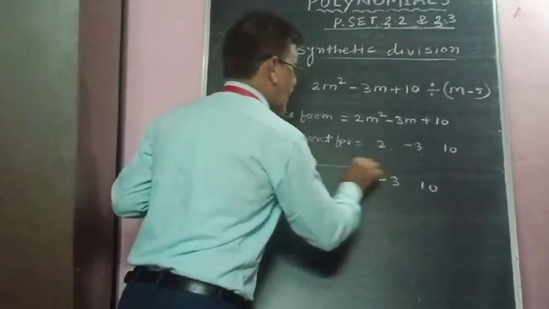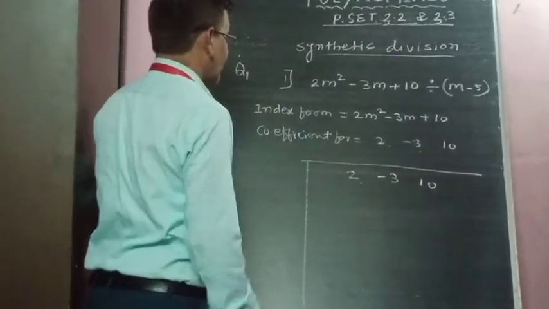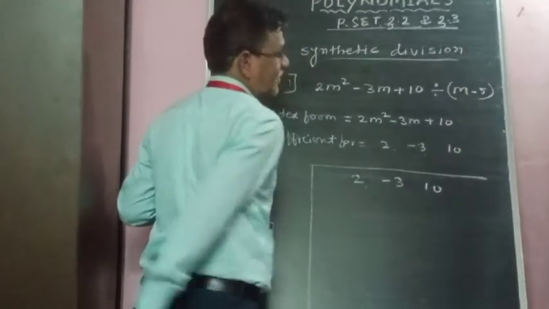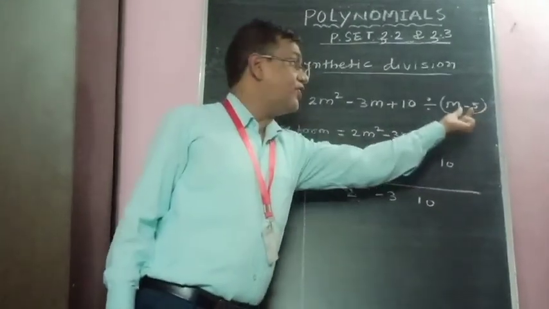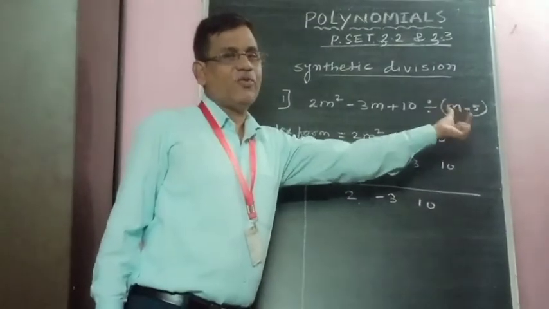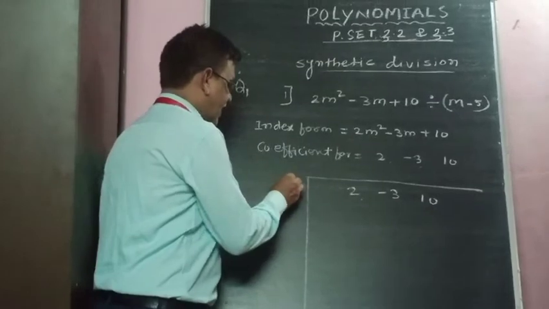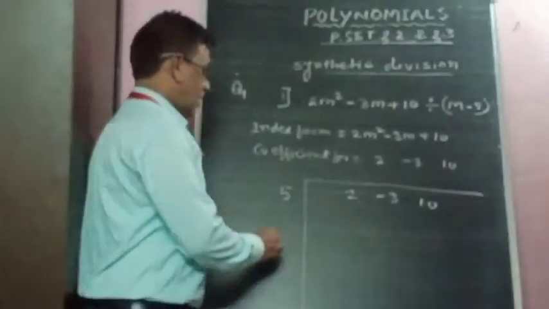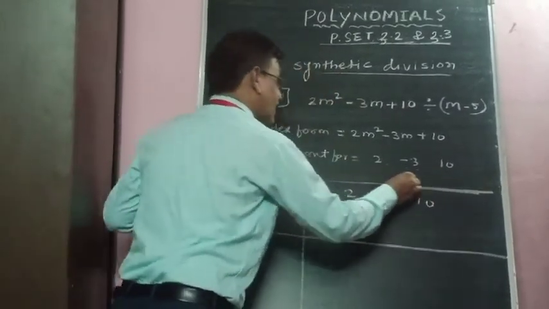Okay, now draw the line here and a vertical line also, and now see the divisor. Divisor is m minus 5, means here minus 5 is there, so you have to take the opposite of minus 5, the number opposite to minus 5, that is plus 5. You have to write down the plus 5 to the left of the coefficients. Okay, now draw a horizontal line here by leaving some space.